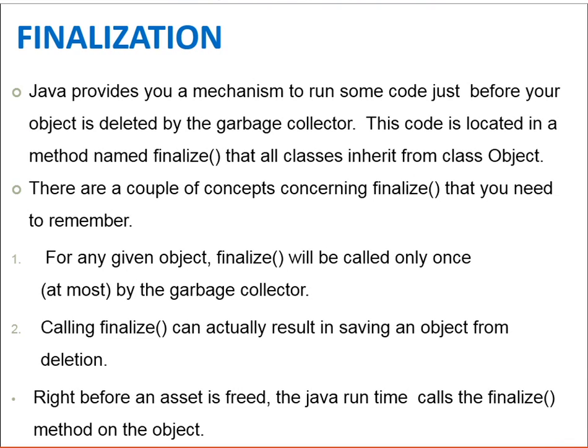Then what is finalization? Java provides a finalization mechanism to run some code just before your object is deleted by the garbage collector, or if that object is required in future, then you have to run the finalize method, and the finalize method takes care of the object in your program. This code is located in a method named finalize that all classes inherit from class Object.